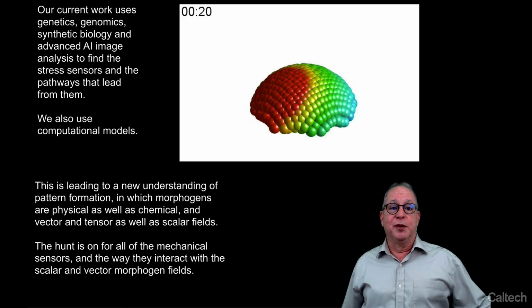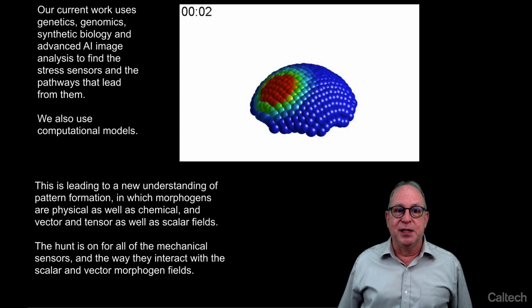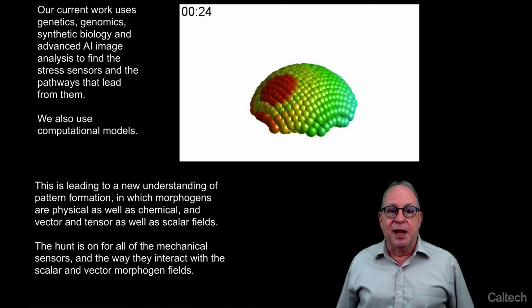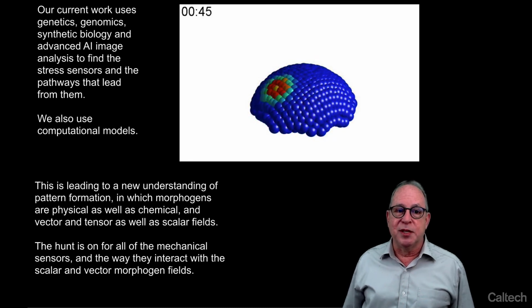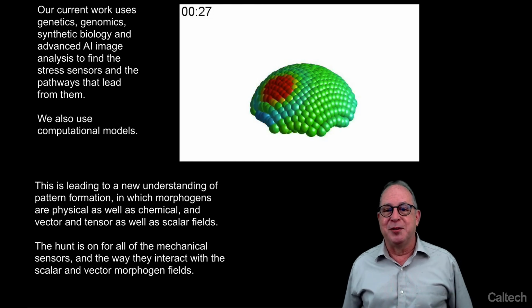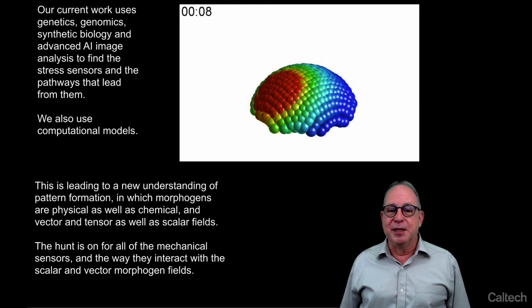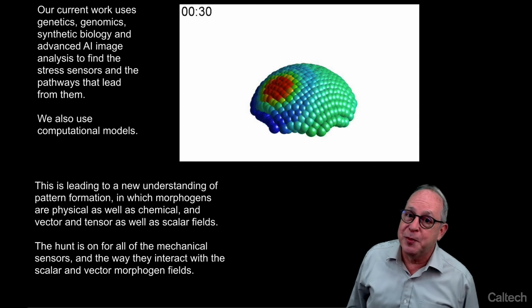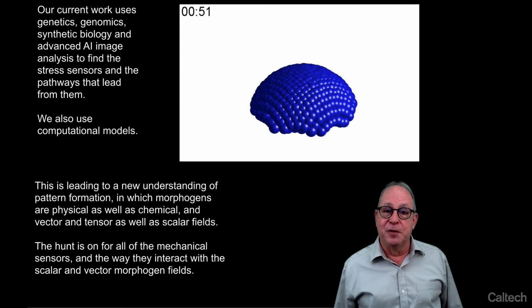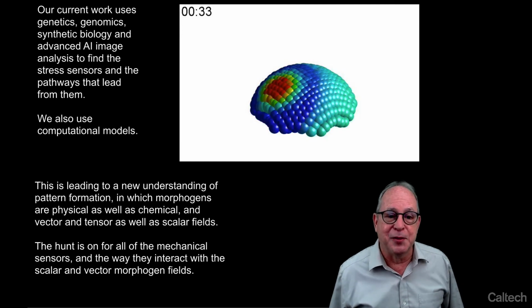Our current work therefore uses genetics, genomics, synthetic biology, and advanced image analysis to find the stress sensors and the pathways that lead from them. We also use computational models. One of the calcium wave is shown here. This is leading to a new understanding of pattern formation, in which morphogens are physical as well as chemical, and vector and tensor as well as scalar fields.